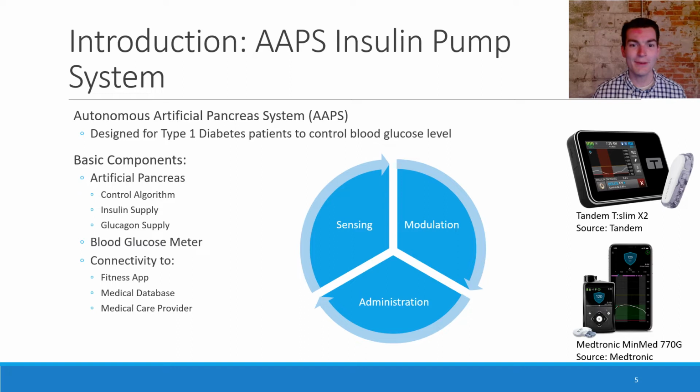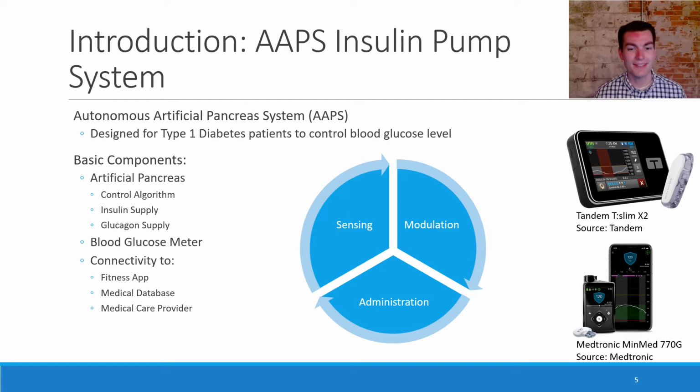The case study that will be presented in the rest of this presentation focuses on the Autonomous Artificial Pancreas System, or APS for short. The APS is a hybrid closed-loop insulin pump system that's designed for patients with type 1 diabetes to help control their blood glucose level while minimizing the need for user input. And it's similar to the commercially available Tandem t:slim X2 and the Medtronic MiniMed 770G. Both of those are pictured at right.